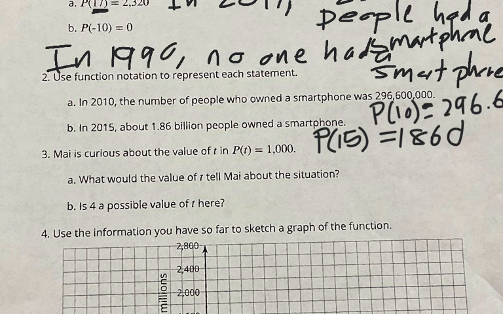I agree that it's probably not 4. But I need a little more fact to that. Because in 2010, they had 296 million. So it's got to be less than 1 billion, because it's earlier. You're 3/4 of the way there.